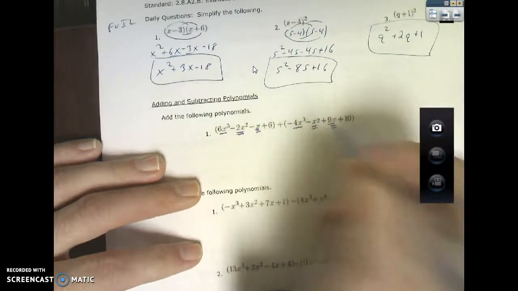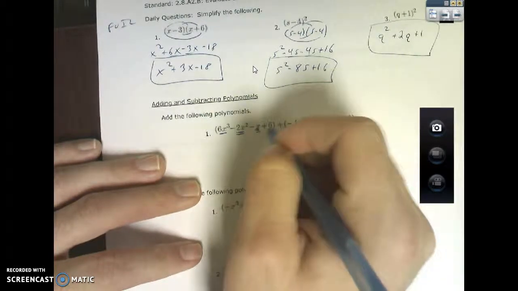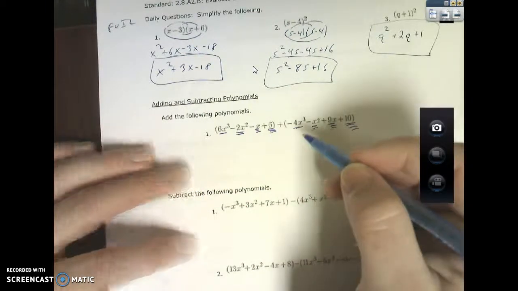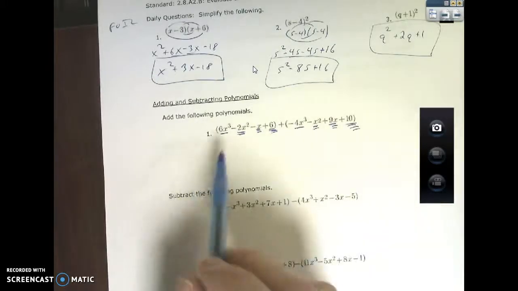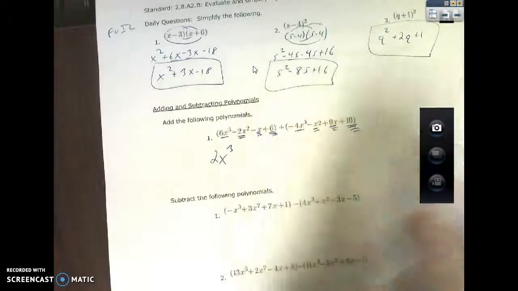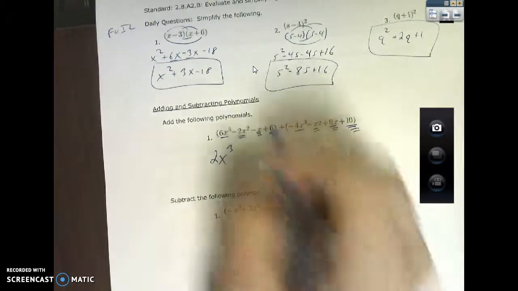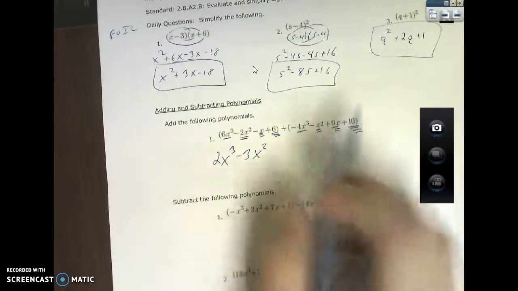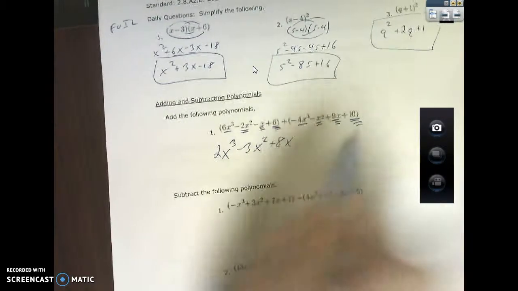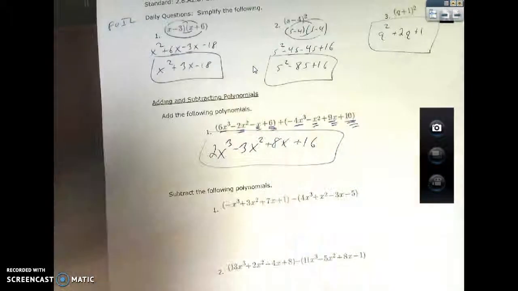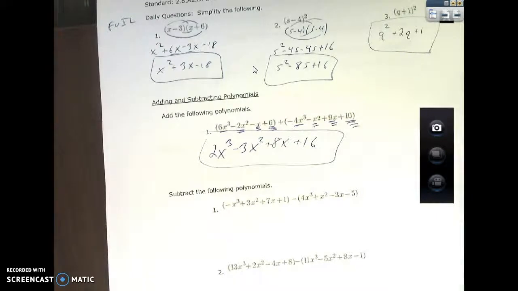Like I said, I've been teaching for many years, and I still like to underline like terms. Some people like to do the squares and the triangles and stuff. Whatever you care about, it's fun. 6x cubed minus 4x cubed is 2x cubed. Negative 2x squared minus x squared is minus 3x squared. Negative x plus 9x is 8x. 6 plus 10 is 16. Doesn't get much simpler than that. All we did was just combine like terms.